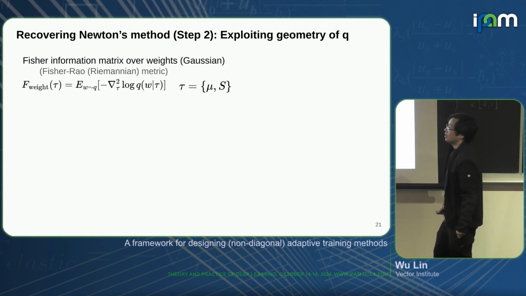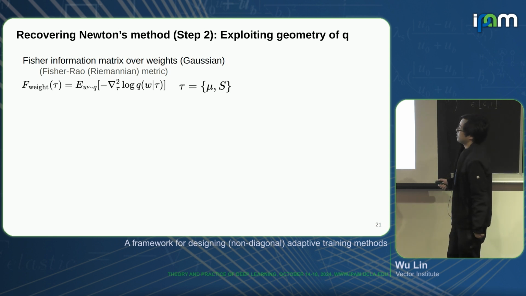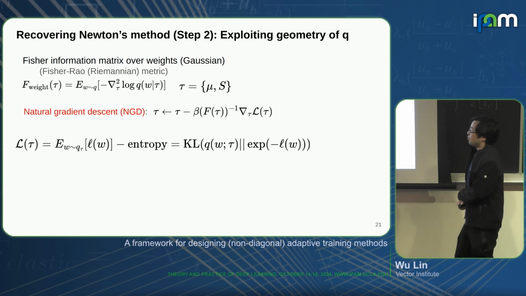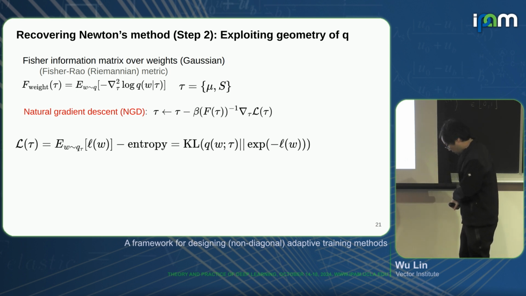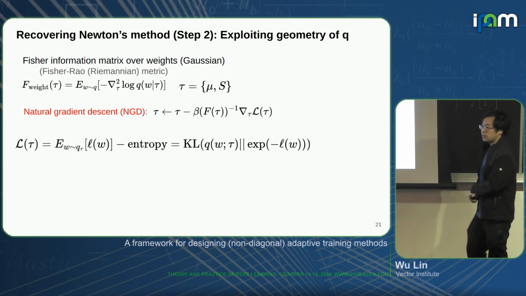So here is the definition of the Fisher information matrix. As we can see, the Fisher information matrix is high dimensional because here mu is a D by 1 matrix and S is a D by D matrix, and D is the number of learnable neural net parameters. We're going to solve these relaxed problems using natural gradient descent. Natural gradient descent is a preconditioned gradient descent where we use the Fisher information matrix as a preconditioner.